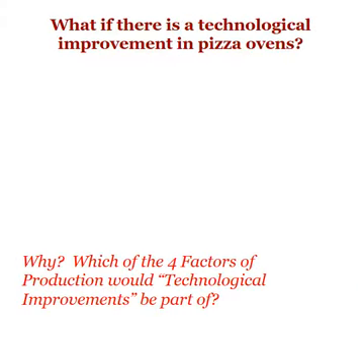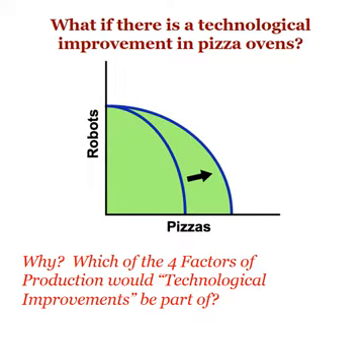Next example, we had a technological improvement in pizza ovens. So would that affect our ability to produce robots, to produce pizzas, both, neither? That sounds like just pizzas. So if we can produce more pizzas, then the amount of robots would stay the same, but we're now able to produce more pizzas than before. So the pizza part of the line shifts outward with an arrow showing the shift.